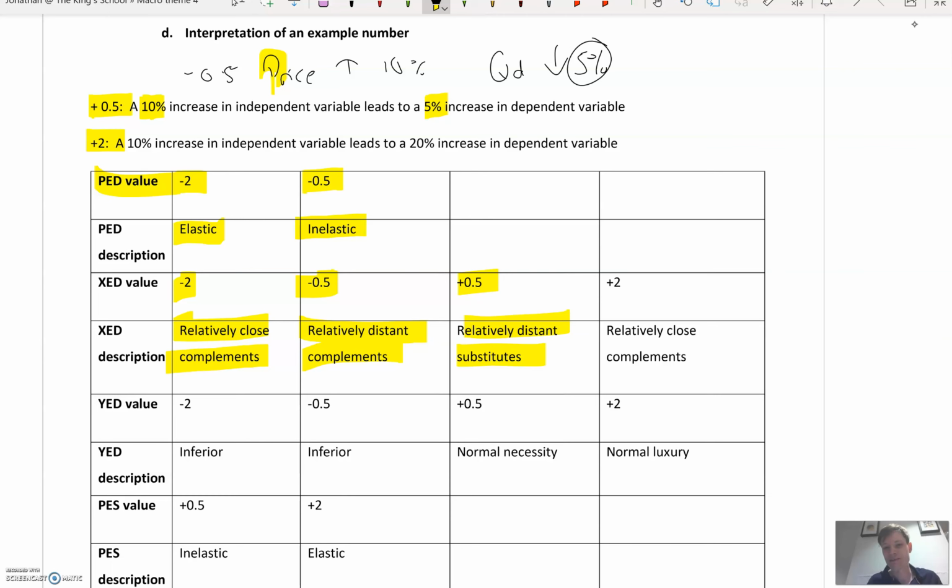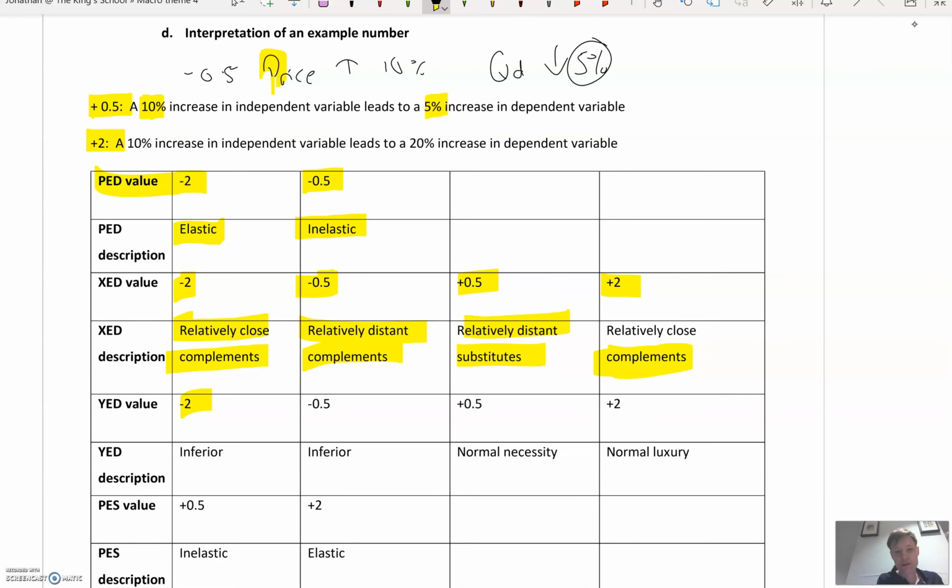They're quite distant. I just realised I've got a typo there. That should be substitute. And close substitutes, for example, bread. You've got two types of bread. As the price of one type of bread goes up by 10%, the demand for the other type of bread, Hovis and Warburtons, for example, goes up by 20%.